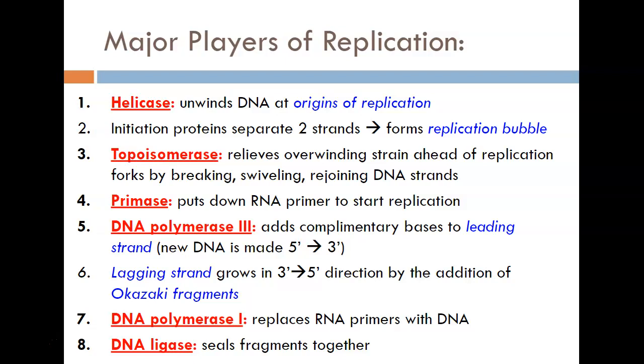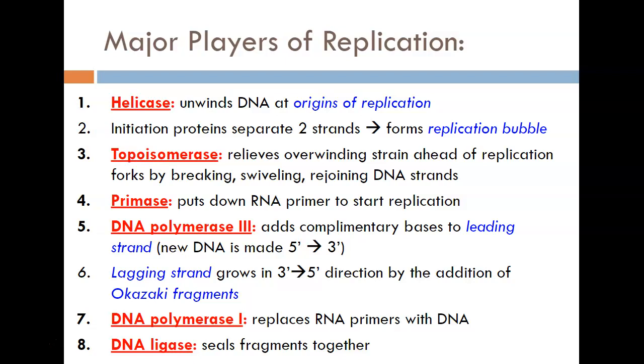The leading strand is on the original template DNA. The other side is called the lagging strand. And the lagging strand is going to be adding segments in chunks called Okazaki fragments, which again, I will talk about.